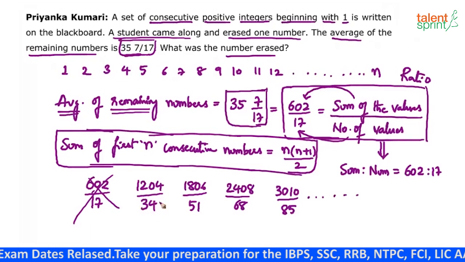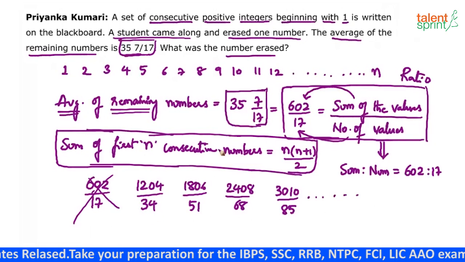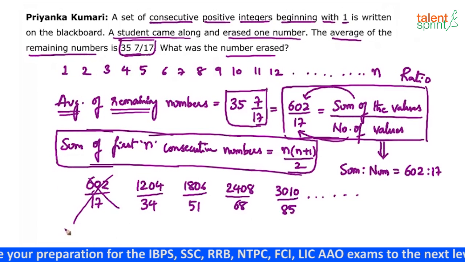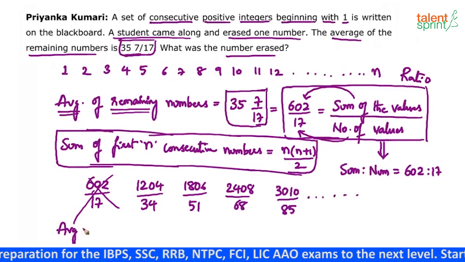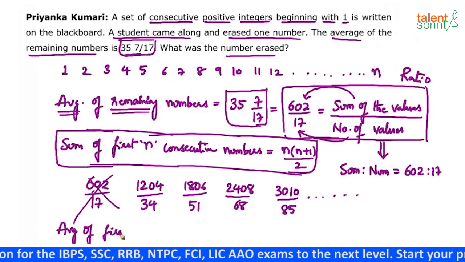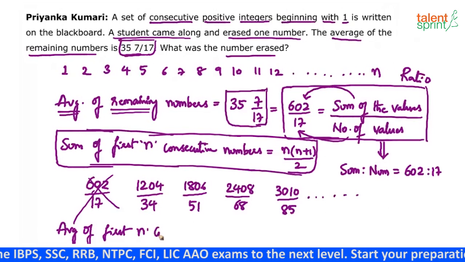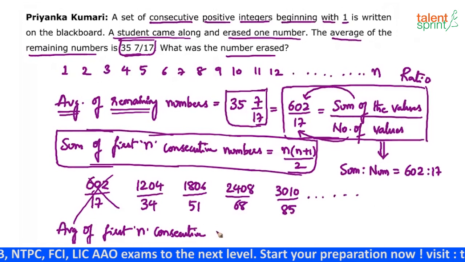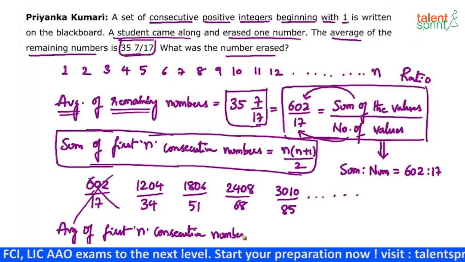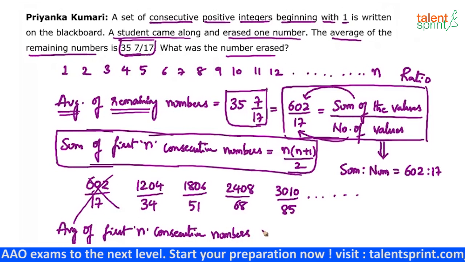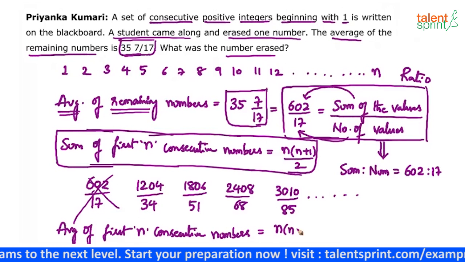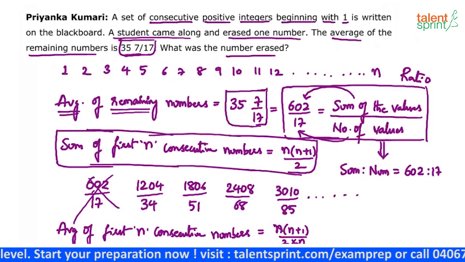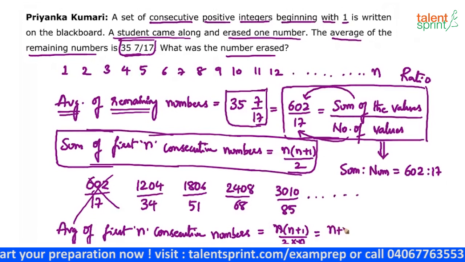What is the average of 35 numbers? See, the sum of the first n consecutive numbers is n into n plus 1 by 2. Do you know the average of the first n consecutive numbers? I think better than sum, we work on average. What is the average of the first n consecutive numbers? Anyone? Average is equal to sum by the number of values, right? So the average of the first n consecutive numbers will be the sum, n into n plus 1 by 2, divided by the number of values, which is n. So n and n get cancelled, and we get n plus 1 by 2.